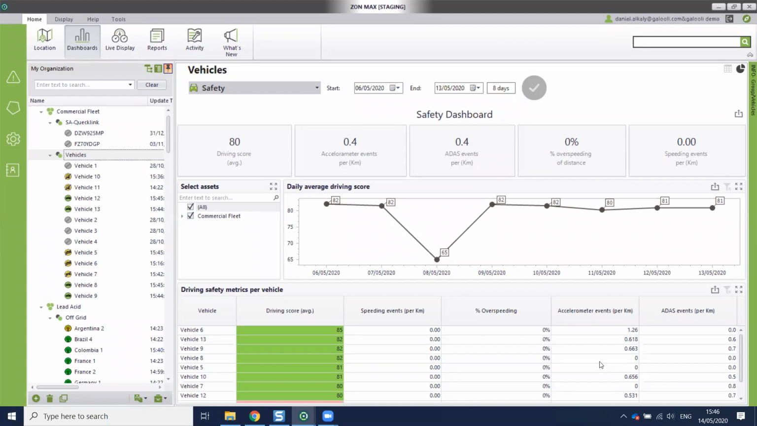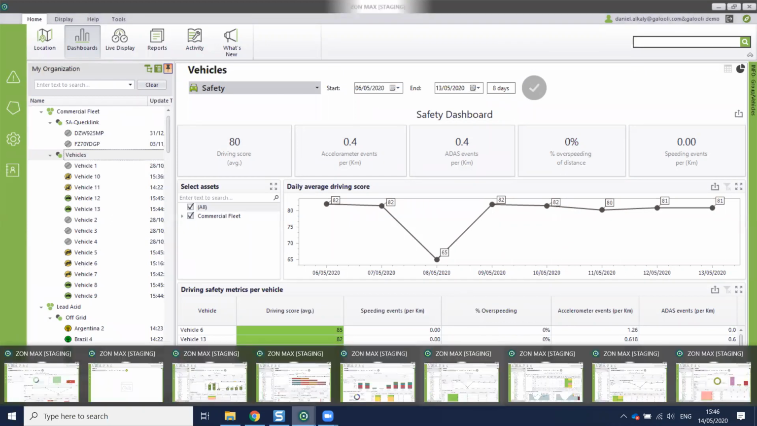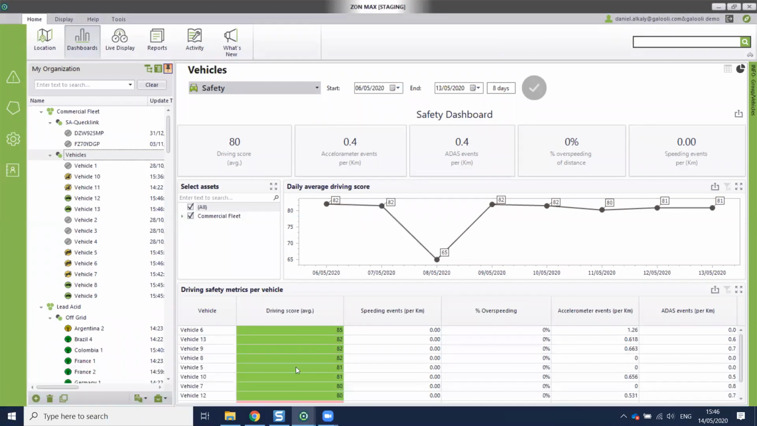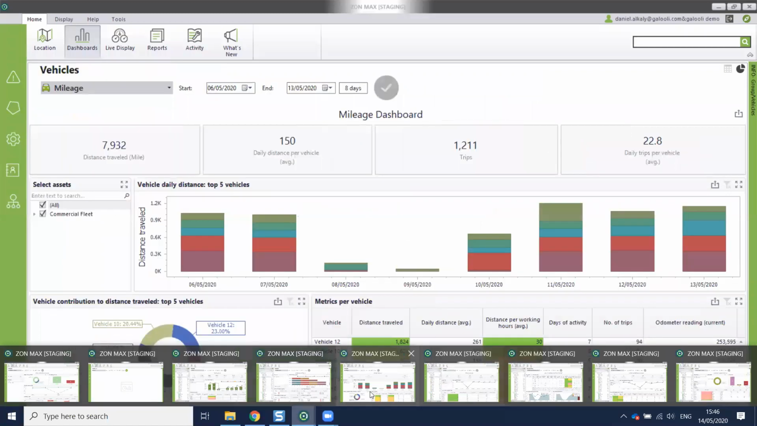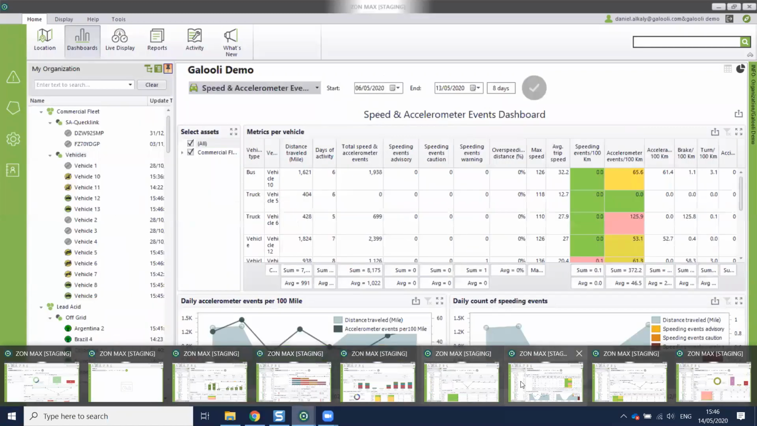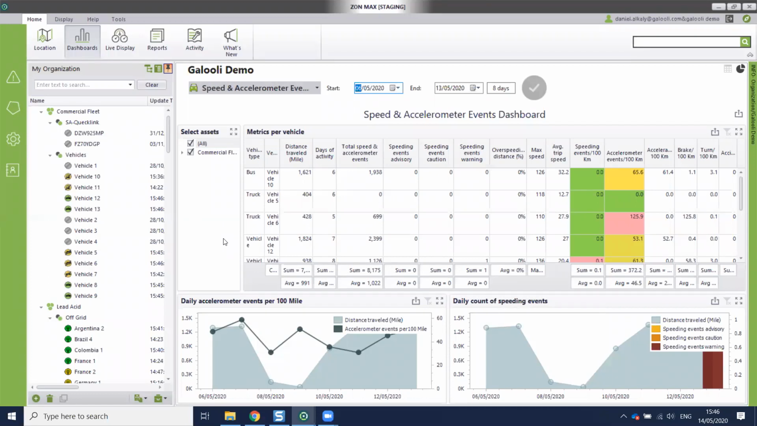I'm not going to answer questions because I want to show you the next dashboard, which hopefully will answer some of your questions, because basically this dashboard gives an overview. The next dashboard is going to be much more specific. And I'm referring to the speed and accelerometer events dashboard, okay?